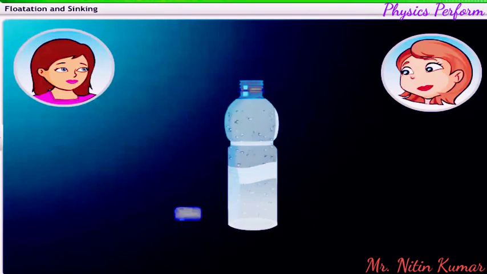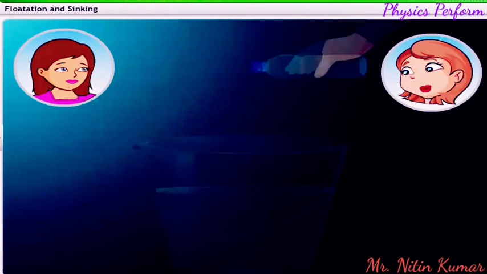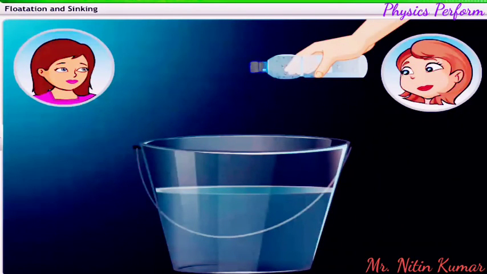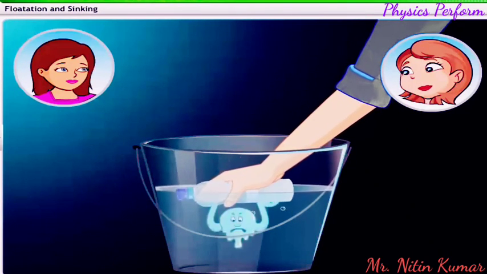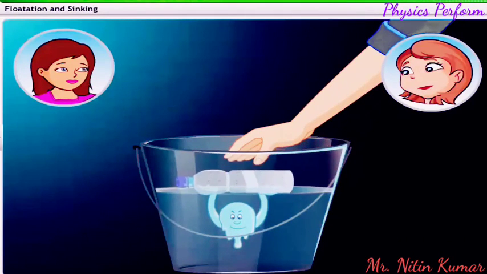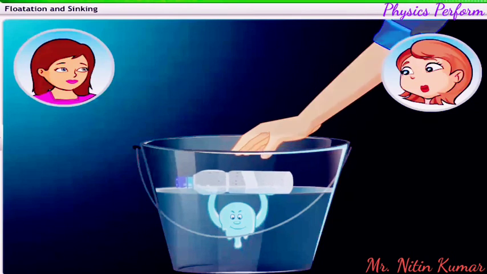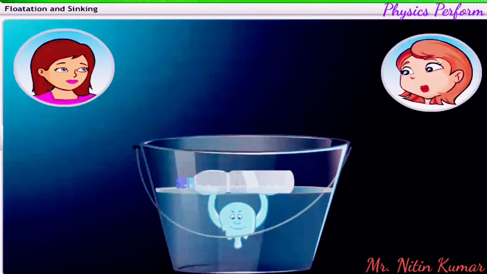Take an empty glass bottle and close its cap airtight. Put the bottle in a bucket filled with water. Then, try to immerse the bottle in water. You'll observe that attempts to push the bottle down in the bucket are unsuccessful, and the bottle floats on water, even though the density of glass is higher than that of water.